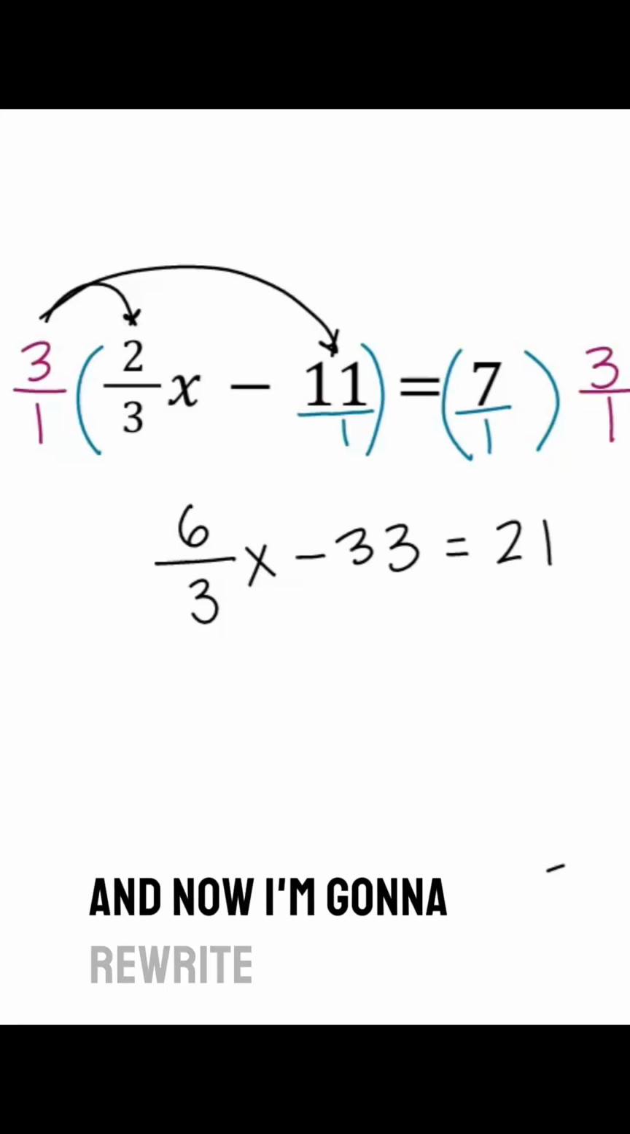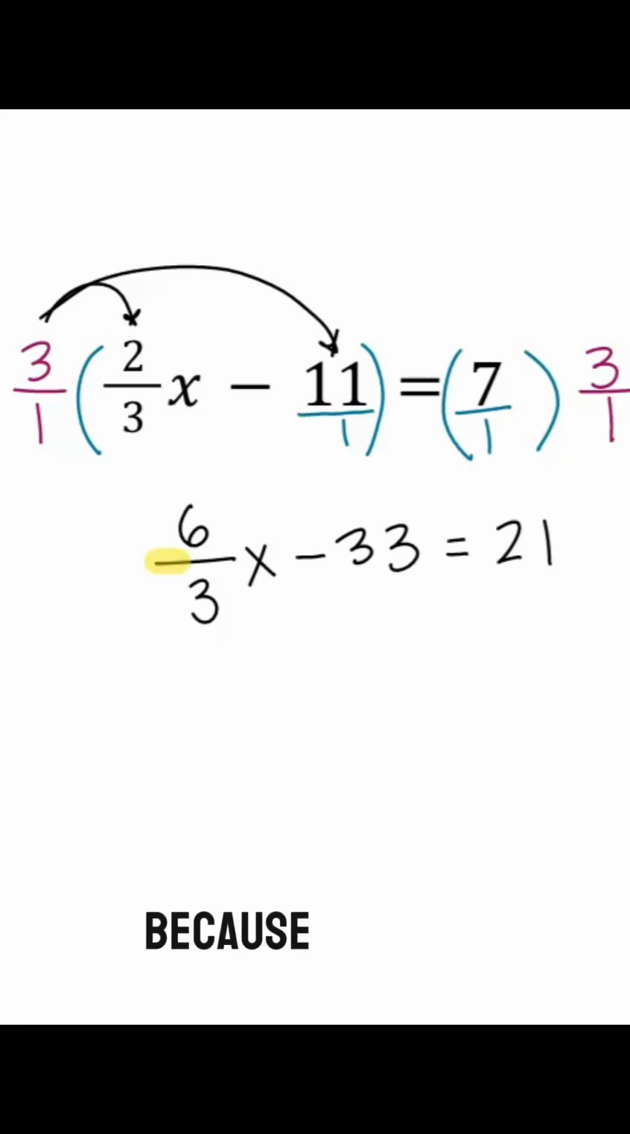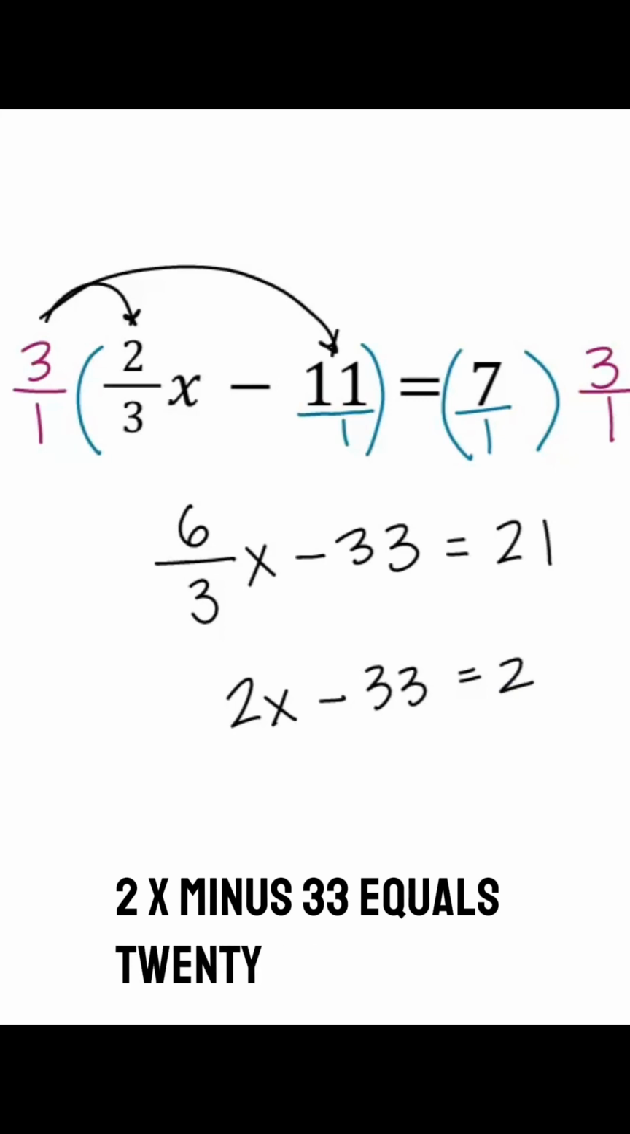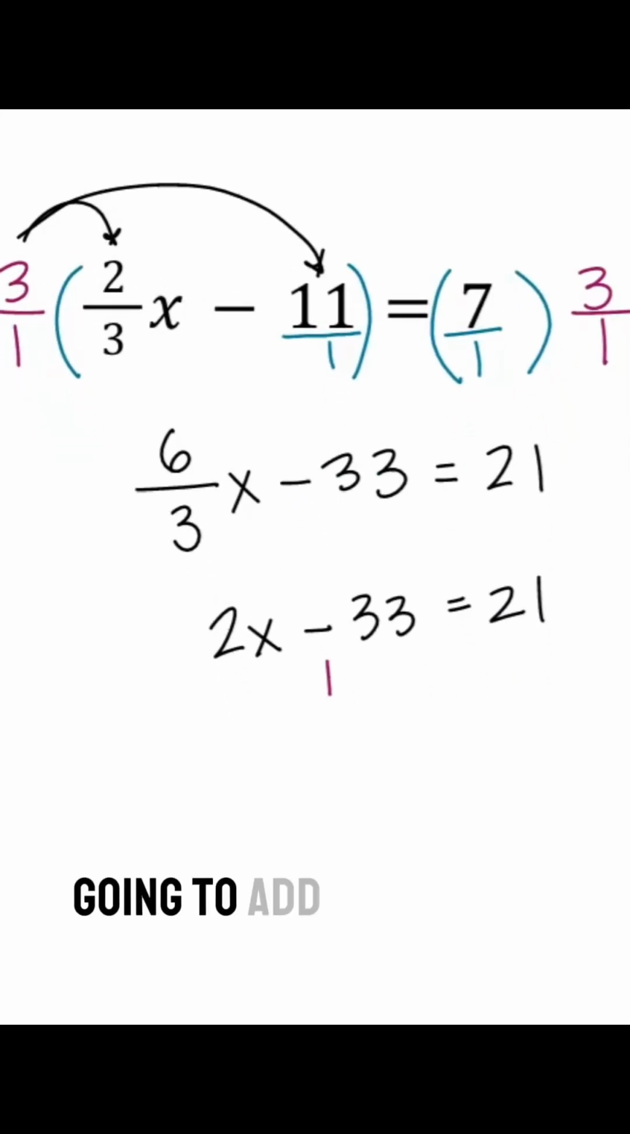And now I'm going to rewrite this fraction because now it simplifies to a whole number because it's 6 divided by 3. So I want to do 6 divided by 3, which is 2x. Oops, 2x minus 33 equals 21. Now we just solve this two-step equation. Going to add 33 on both sides.